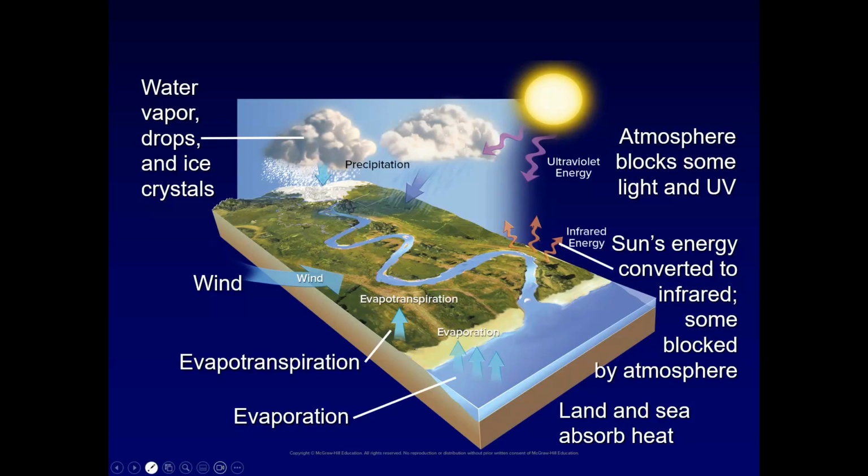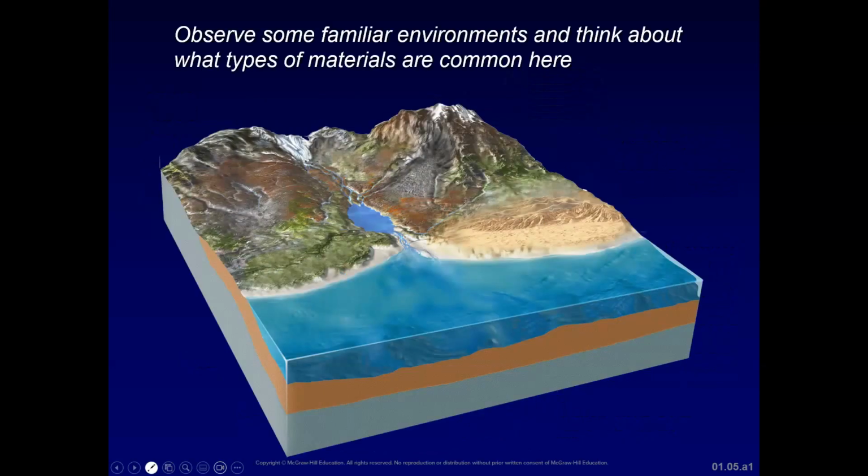This is Chapter 1, The Nature of Geology, Lecture 2. We left off on this diagram. Let's move now to a familiar environment and think about what types of materials we can find here. Earth materials.